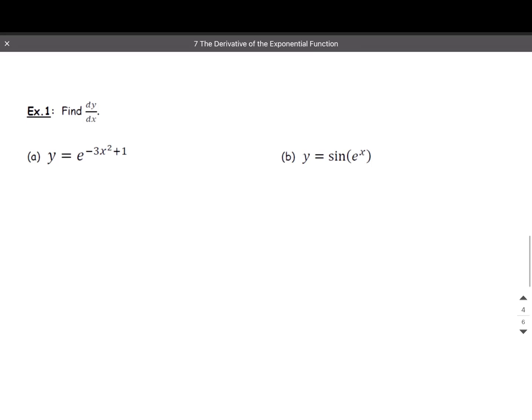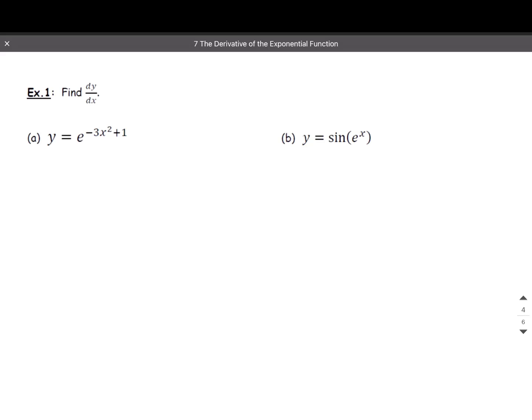So here we go, let's try one. We're going to find dy dx, and we have y equals e to the negative 3x squared plus 1. So the derivative of y is dy dx. The derivative of e to the anything is e to that anything times the derivative of negative 3x squared plus 1, which is negative 6x. Now I put that in front so that it doesn't accidentally look like it's part of my exponent. I tend to write my e part at the end so that my negative 6x doesn't get messed up in the exponent, okay?